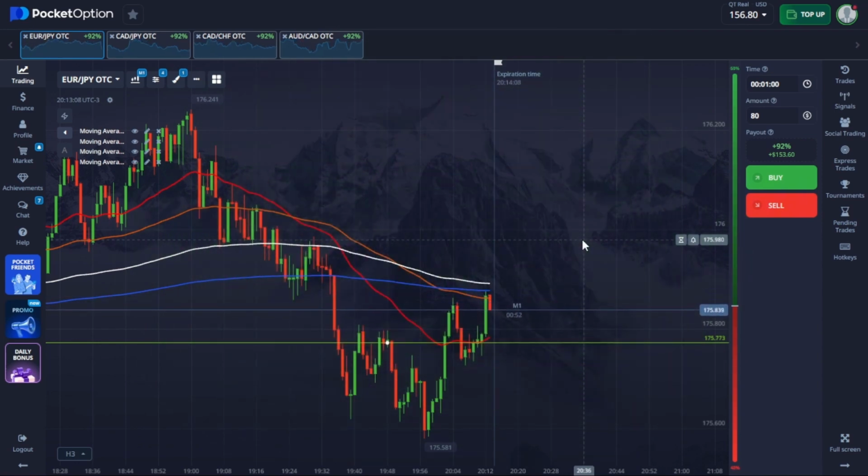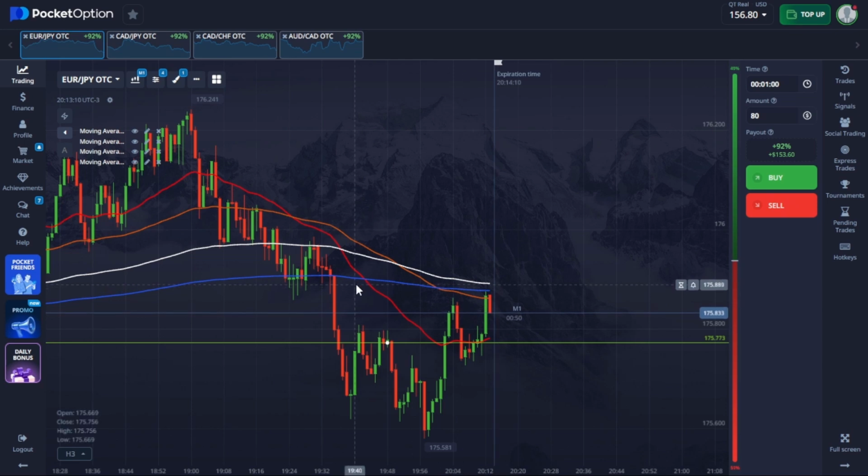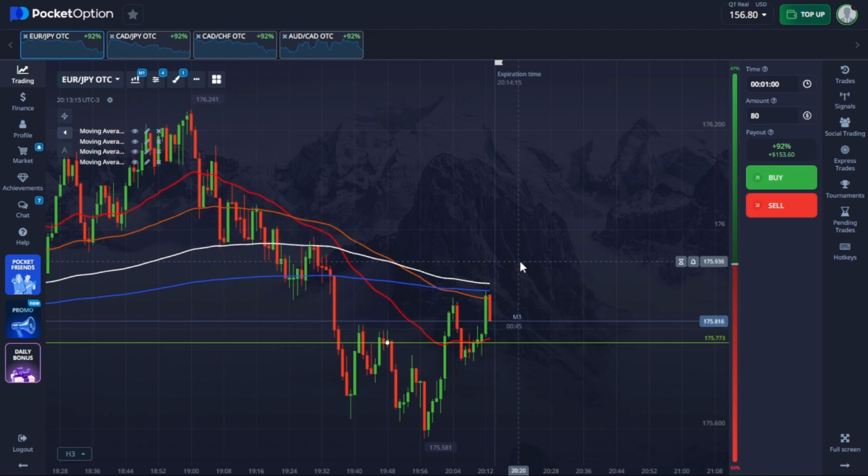That is good, guys. With OTCs, moving candles is more reliable. Look, I can go along here, the average is slowing down quickly, and it's up here.